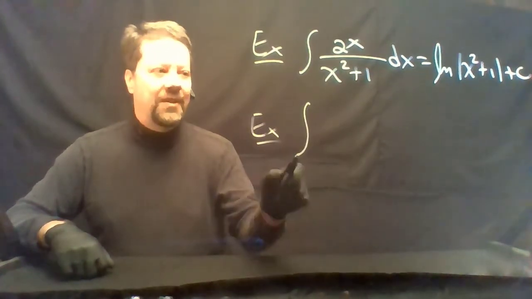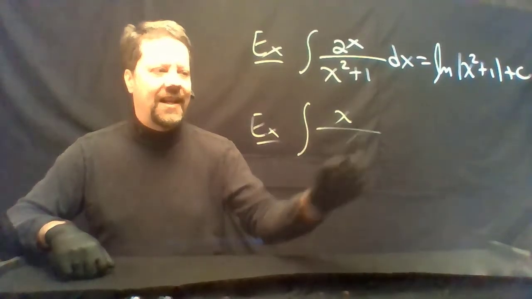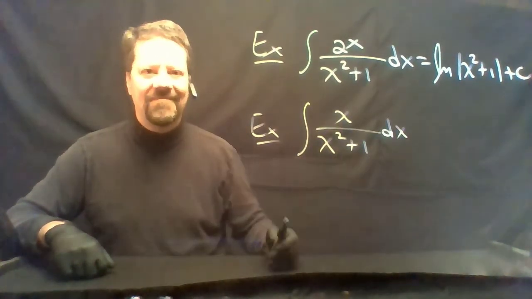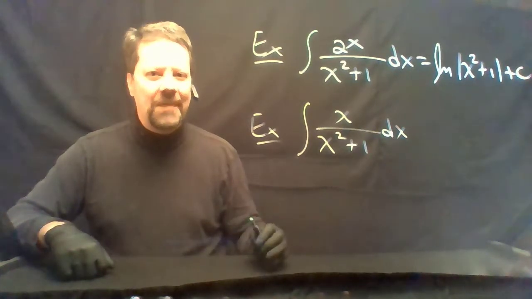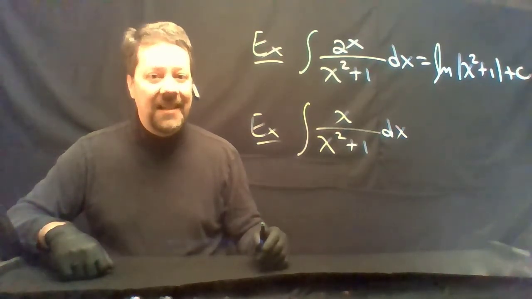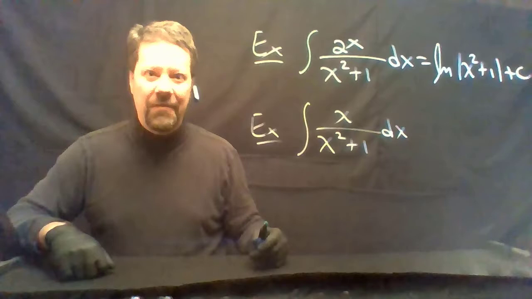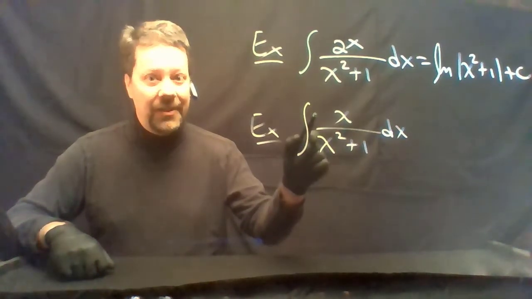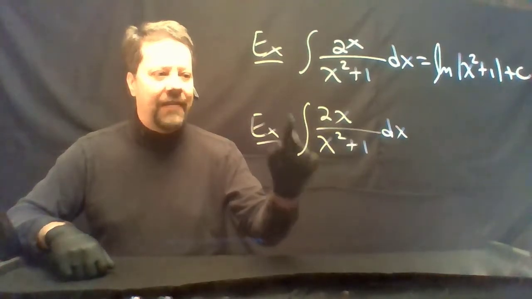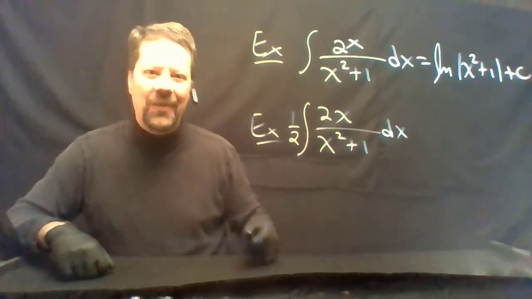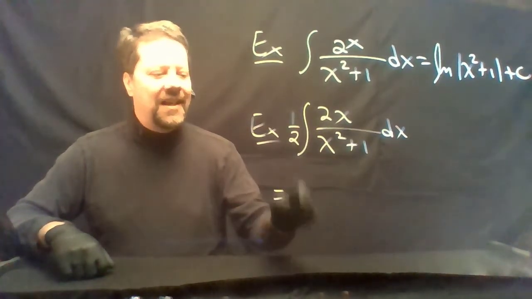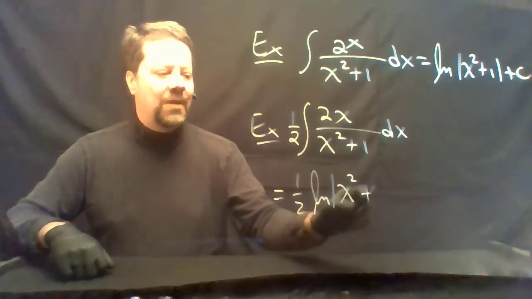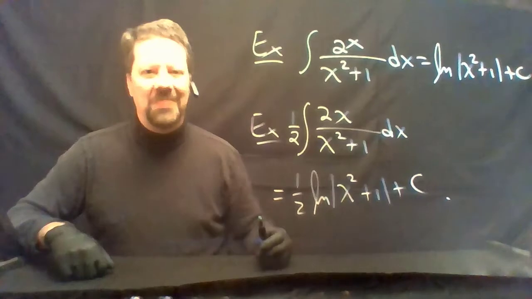There are some variations on this integral I'd like you to be able to deal with. So for example, what if the 2 was missing and I just had x over x squared plus 1 dx? There's an old Spanish proverb, take what you want, then pay for it. I want a 2 here. I'm going to get a 2 there. To put a 2 here, I have to pay for it by putting a 1/2 out front. So the answer is 1/2 log absolute value of x squared plus 1 plus c.